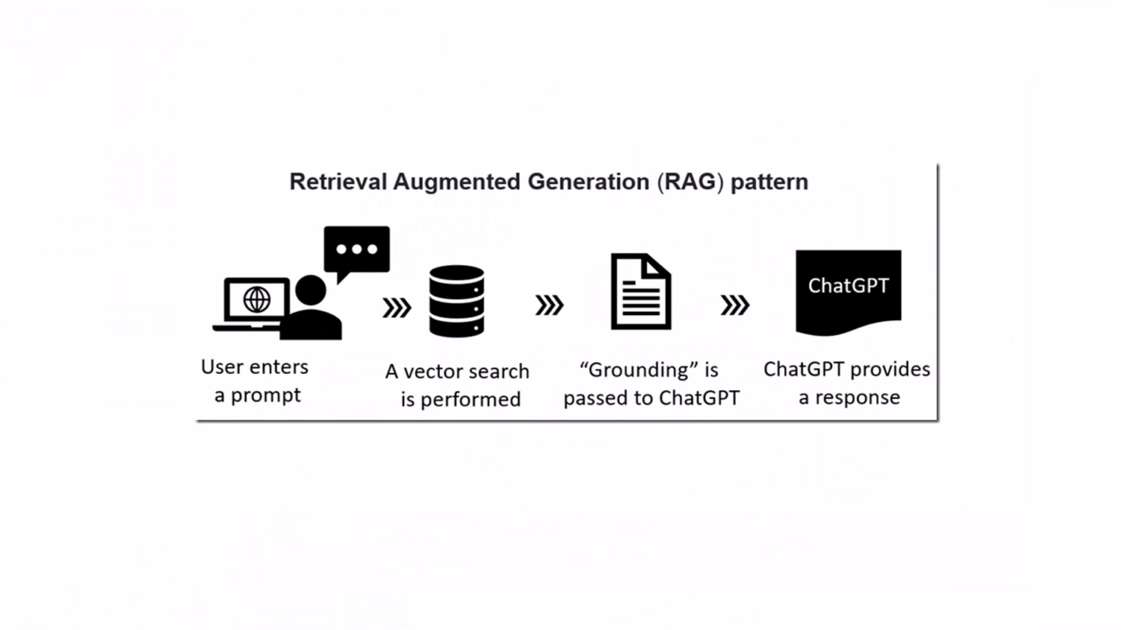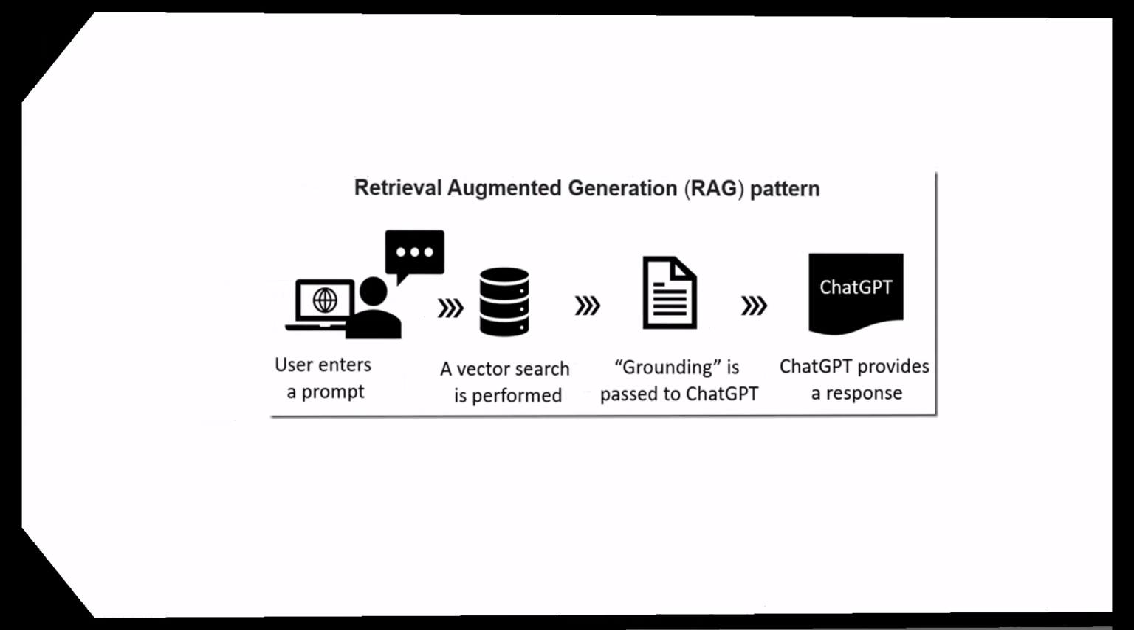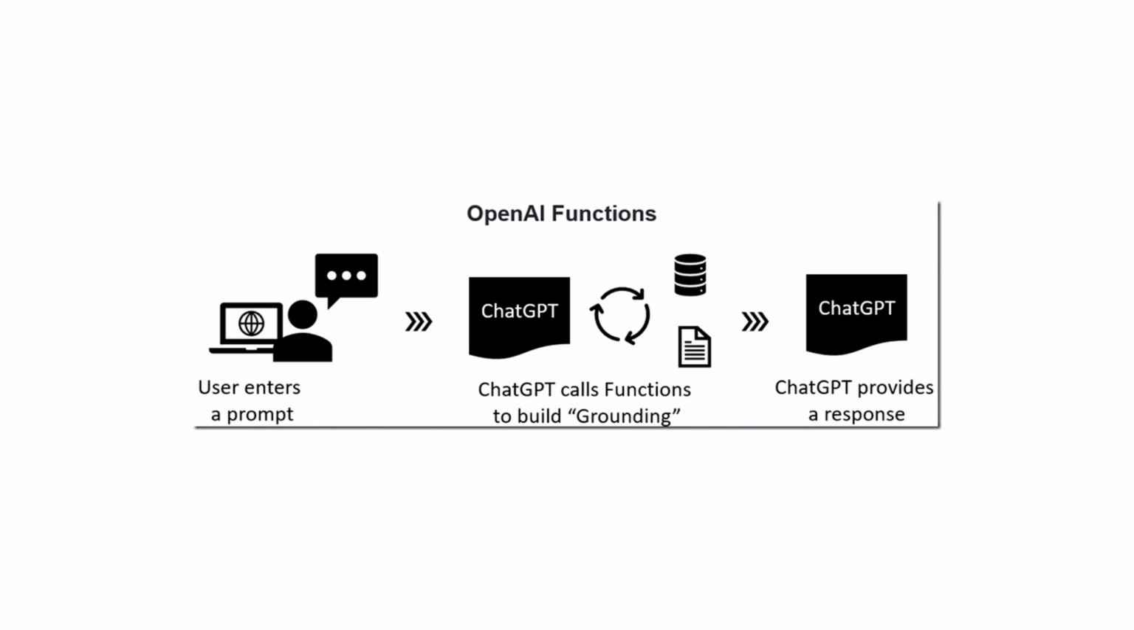The retrieval augmented generation, RAG pattern, is a technique for building natural language generation systems that can retrieve and use relevant information from external sources. The concept is to first retrieve a set of passages that are related to the search query, then use them to supply grounding to the prompt, to finally generate a natural language response that incorporates the retrieved information. Using OpenAI functions can achieve the same results, but rather than pushing grounding to ChatGPT, it calls functions to pull in grounding information. In addition, ChatGPT can call these functions to perform external actions, such as updating a database and sending an email.